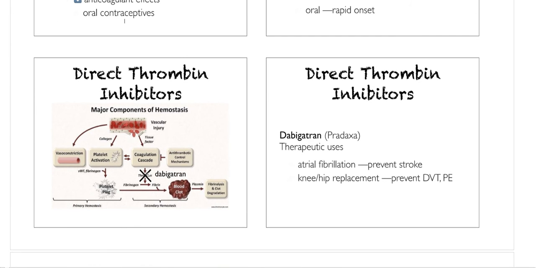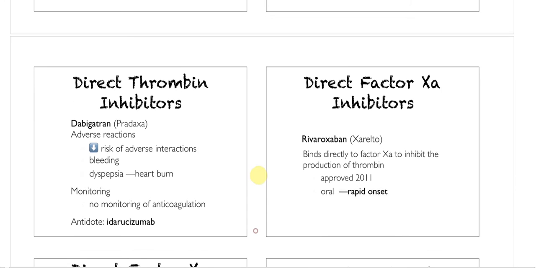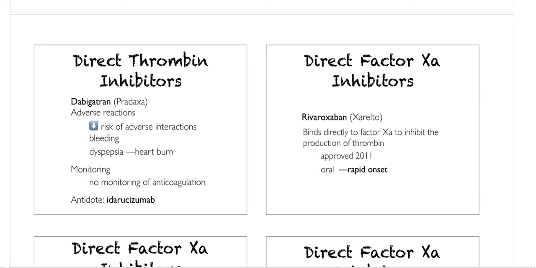So we're going to be using this for AFib, again, because that fibrillating atria causes stasis of the blood through turbulent blood flow. We're also going to use it prophylactically after a hip or knee replacement, because those kinds of patients are at high risk of developing a clot within the venous system, leading to a DVT or a PE. We have still the same kind of adverse effects as other ones, which primarily is bleeding.